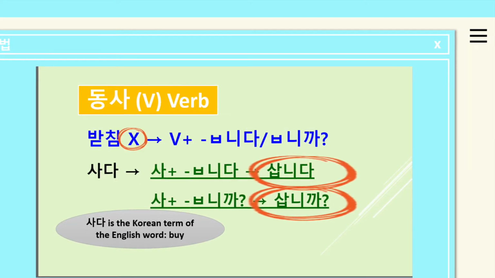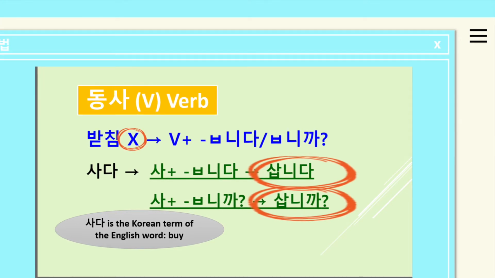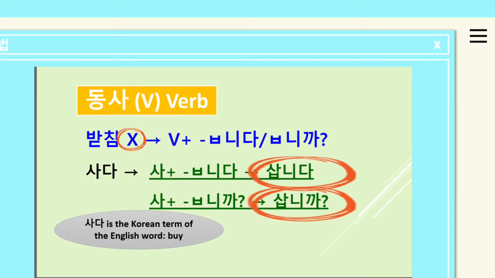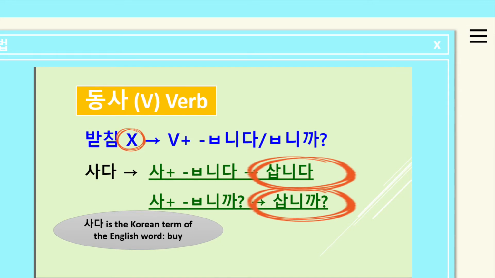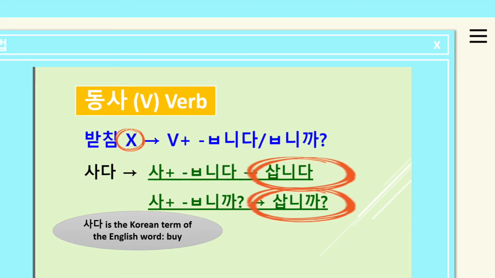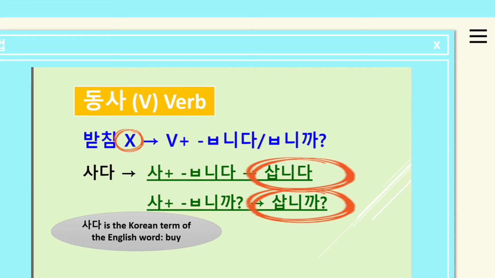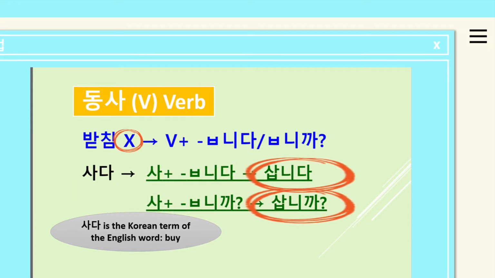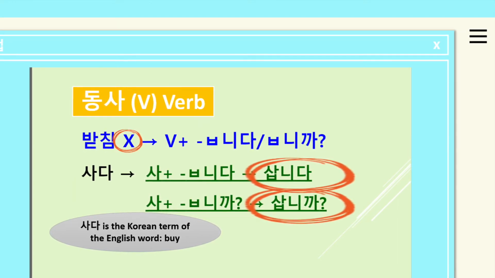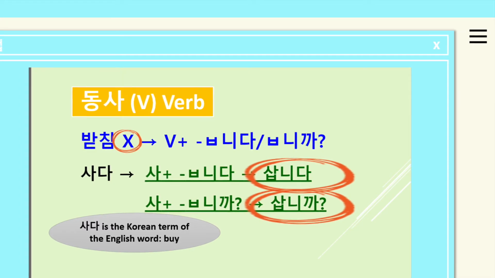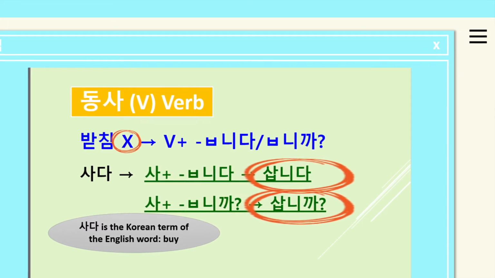Another word that we have here is 사다, which is the Korean term for the word buy. Again, this doesn't have a patchim, so you see patchim X, it means patchim 없으면. If there is no patchim, we continue using ㅂ니다 for sentences and ㅂ니까 for question mark.